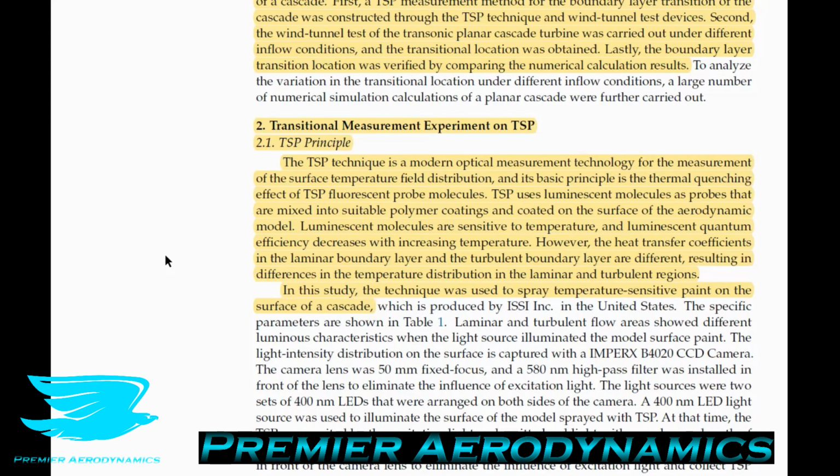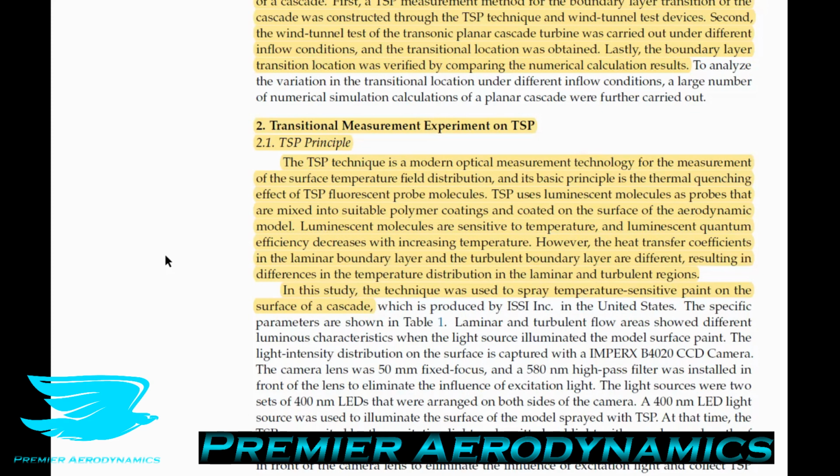TSP uses luminescent molecules as probes that are mixed into suitable polymer coatings and coated on the surface of the aerodynamic models. That's the paint. Luminescent molecules are sensitive to temperature, and the luminescent quantum efficiency decreases with increasing temperature. So what that means is, as you increase the temperature, fewer photons are emitted. We'll explain how this works later on, but that's just generally the principle. Depending on how many photons you are getting off of this surface, you can determine what the temperature is, or the intensity of light, as this is also known.